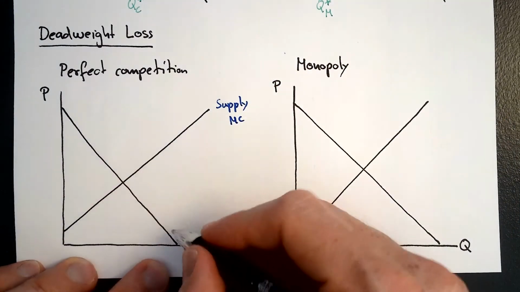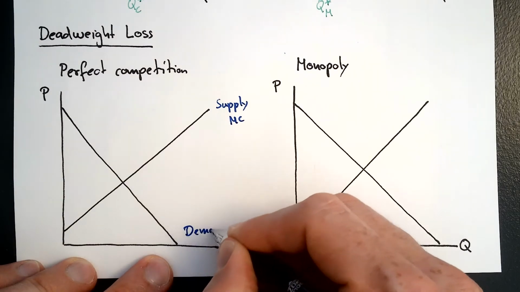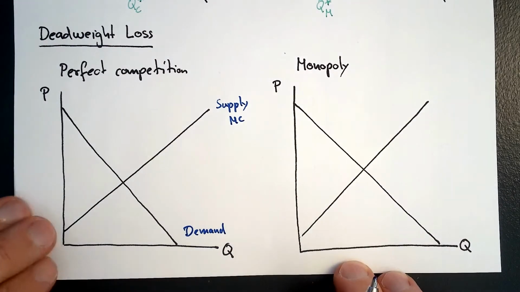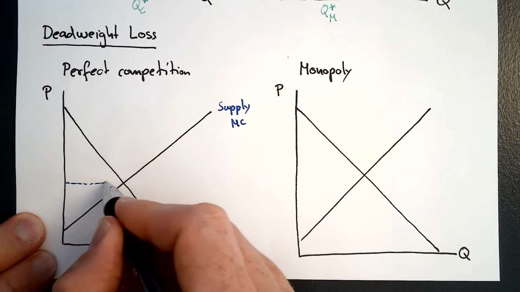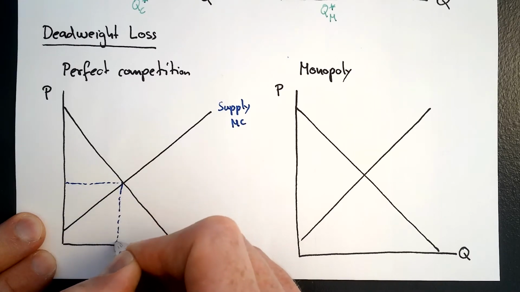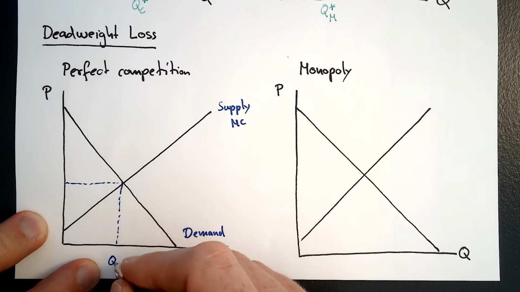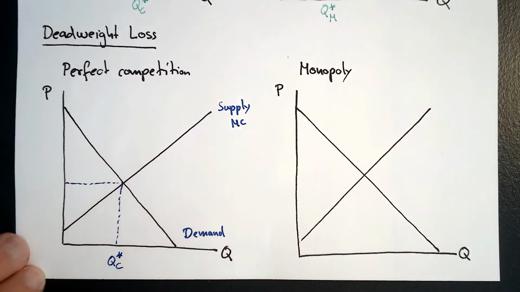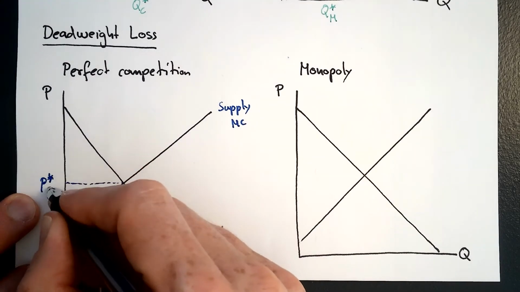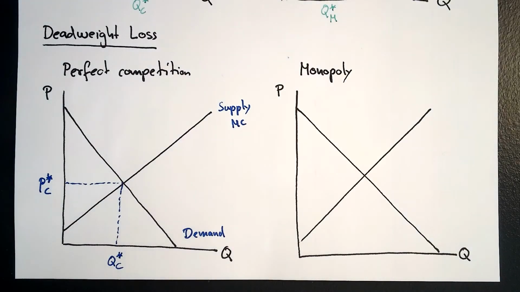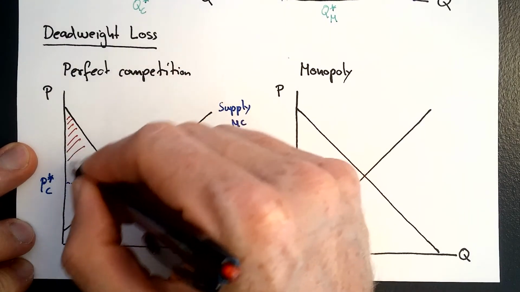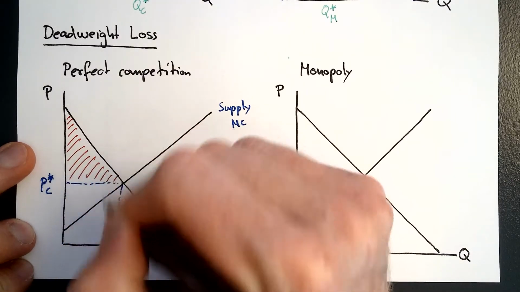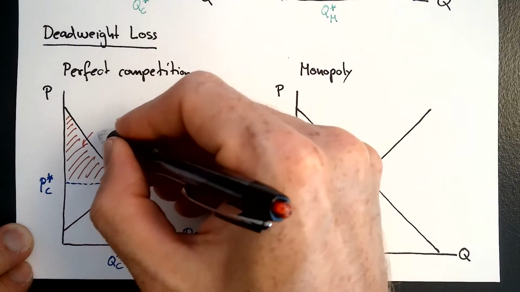Okay, we also have a demand function. And we have seen that price equals marginal cost. So in equilibrium, we have the Q star in a perfect competition, and we have the market equilibrium price, PC star. Okay. Then we have seen that we have a consumer surplus, which is the triangle above the price and underneath the demand function. So here we have consumer surplus.